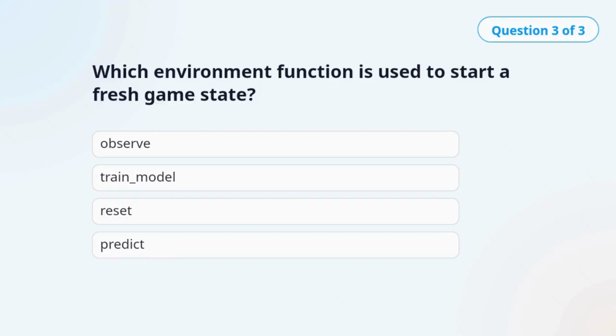Question 3. Which environment function is used to start a fresh game state? The correct answer is reset. The reset function reinitializes the fruit and basket positions and starts a new episode.